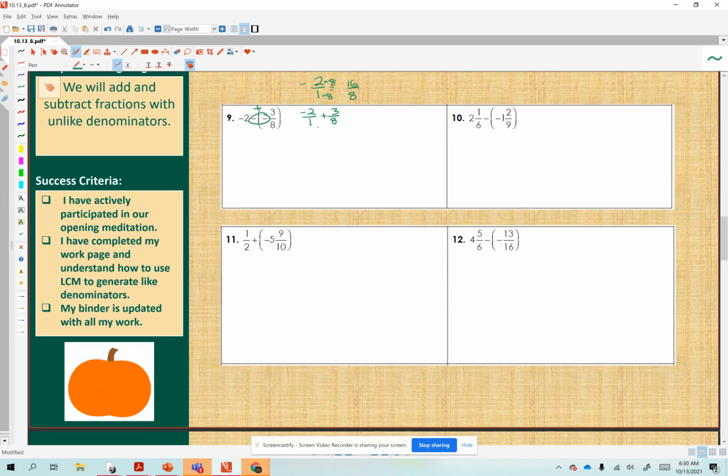So I can convert the first fraction to negative 16/8, to which I will add 3/8, which will give me an answer with 8 in the denominator. Negative 16 plus 3 is negative 13/8. Now I can divide 13 by 8, and 8 will go into 13 one time. Remember, this is a negative number we're working with, with 5 left over.